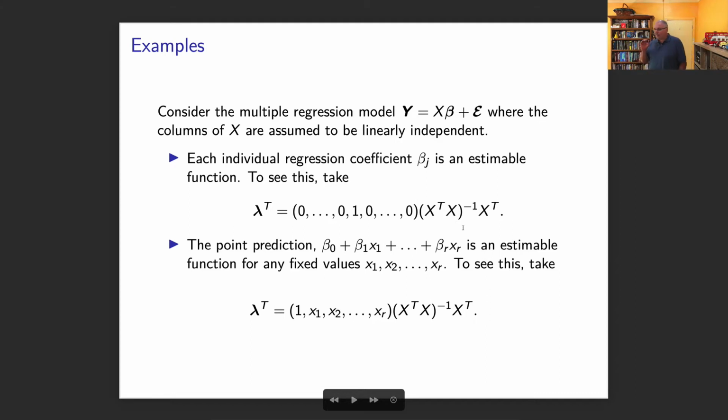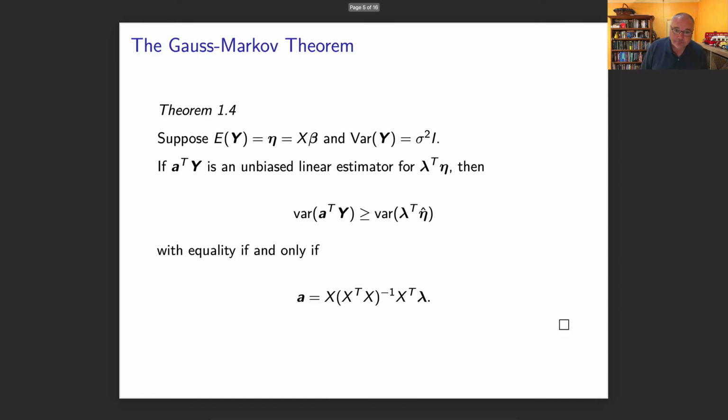So, to recap, we have this estimable function, something we would like to estimate, which is, to some extent, a linear combination of our expected values of our yi's. What's the best way of doing that? The best way of doing that is defined in the Gauss-Markov theorem.